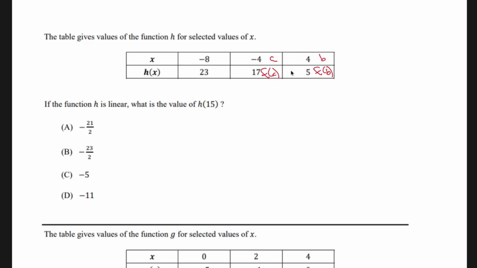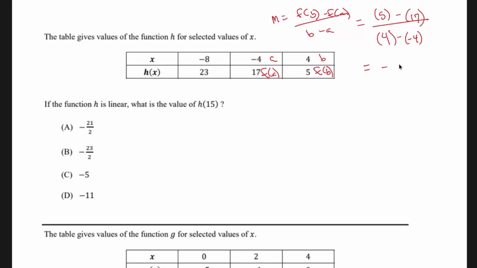Now, this is going to give me my slope. My slope is the rate of change, so my slope is F of B minus F of A over B minus A. So in this case, my slope is going to be F of B, which is 5, minus F of A, which is 17, over B, which is 4, minus A, which is negative 4. So I've got 5 minus 17 is negative 12 over 4 minus negative 4 is 8. Those are both divisible by 4, so we're left with negative 3 halves.